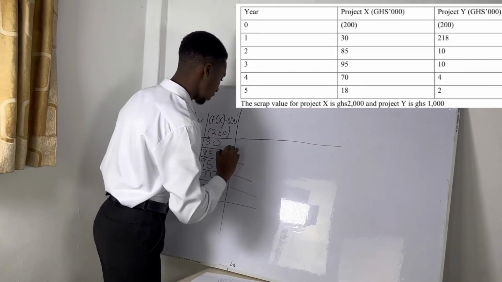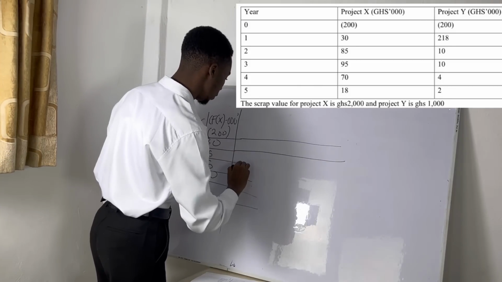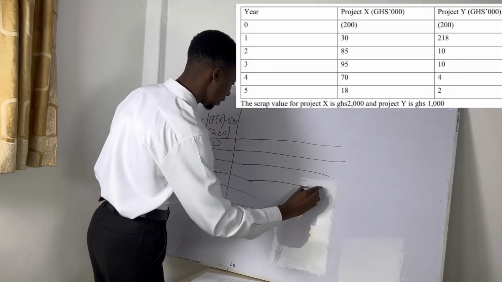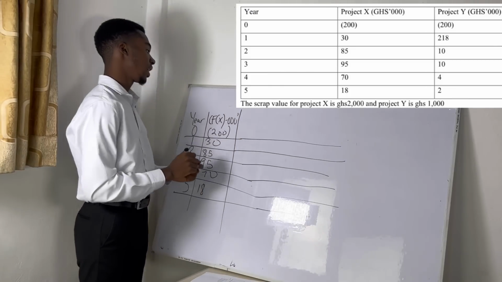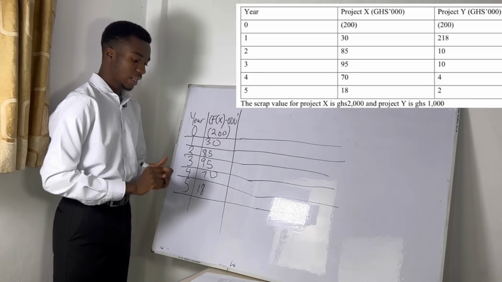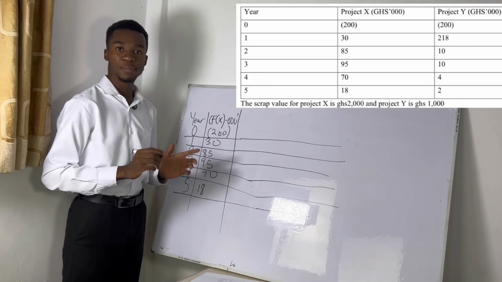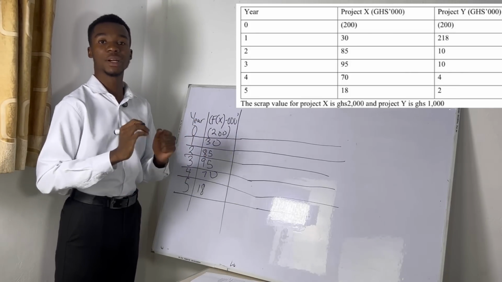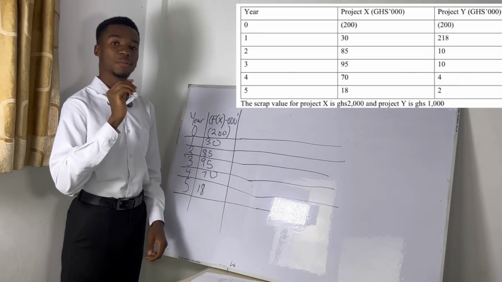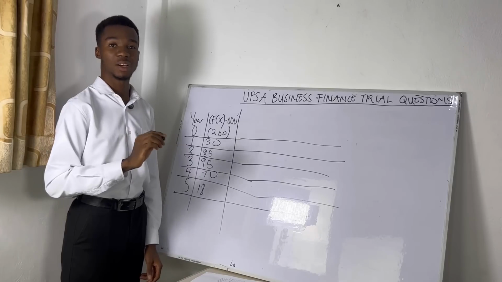So let me just extend it. So we're going to do both X and Y. I will start with the X. So these are the cash flows for project X. Now, the job of NPV is to change all these values to the present value, so we'll know how much the investment is worth now. And the first thing we are going to do is to find the discount factor.